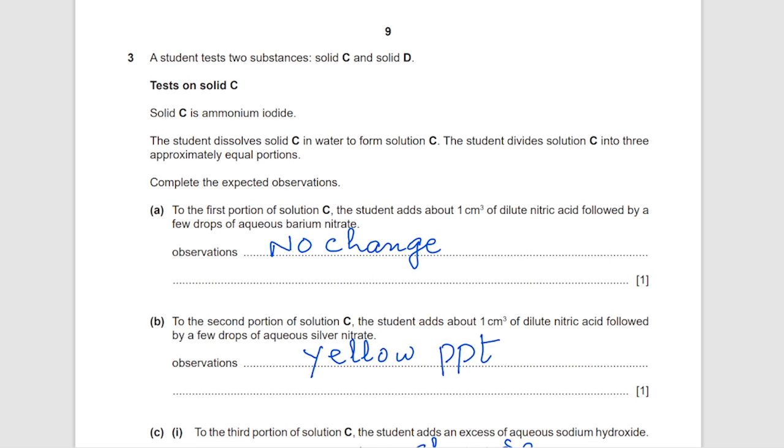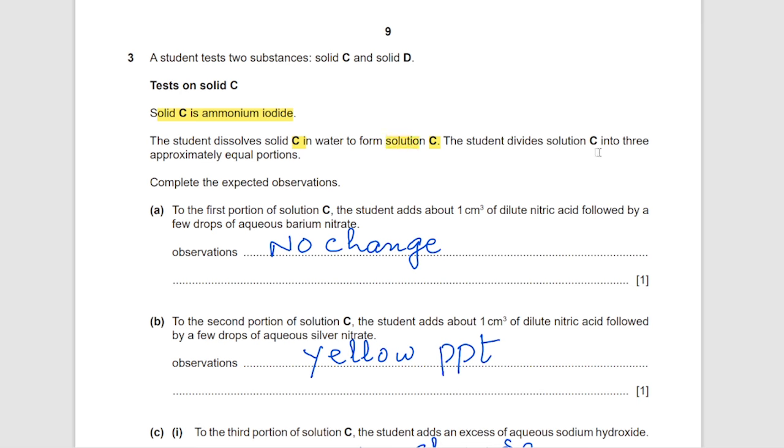So you have to attempt this question by using the salt analysis sheets given at the end of the paper. You will use it. So we are going to read. Solid C is ammonium iodide. The student dissolves solid C in water to form solution C.